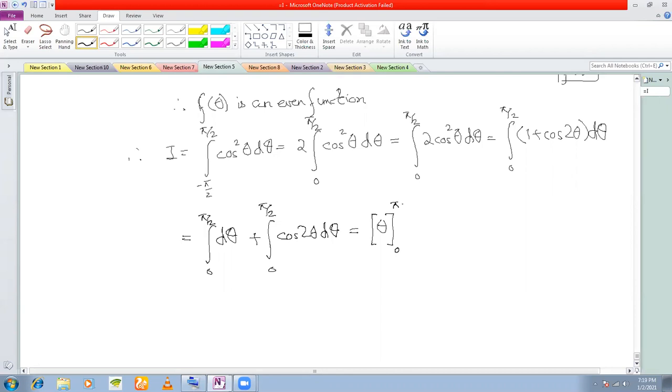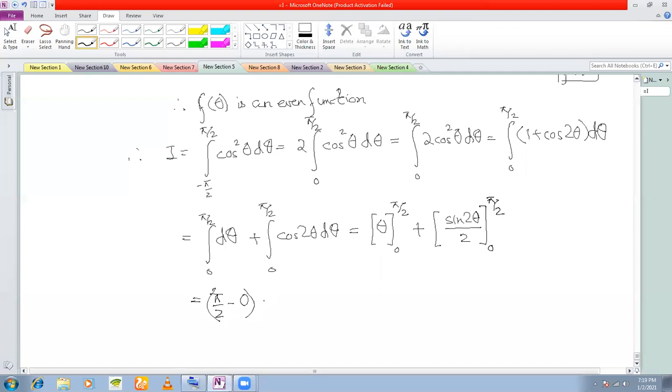Integral 0 to pi by 2 of d theta is theta evaluated between the limit 0 and pi by 2. Plus, again you have integral of cos 2 theta is sine 2 theta divided by 2. Sorry, there should not be a minus sign, because the integral of cos is plus sine. So the integral of cos 2 theta is sine 2 theta divided by the derivative of 2 theta, which is 2, evaluated between the limit 0 to pi by 2.